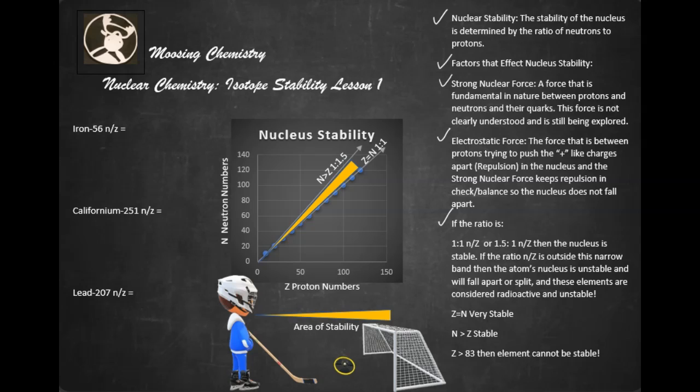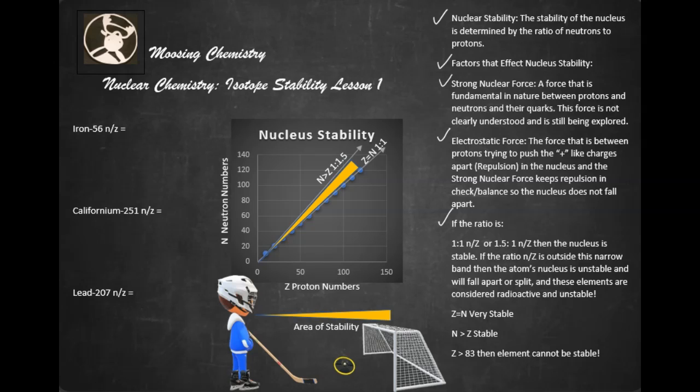When the nucleus is stable, that's what you have to have, this ratio between those two areas. If the ratio of the N to the Z is outside this narrow band, then the atom's nucleus is unstable and will fall apart or split. These elements are considered radioactive unstable.